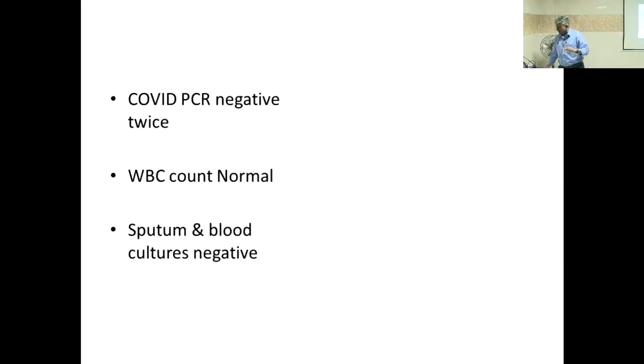This lady was housed in the middle of the COVID ward. Her COVID PCR, done twice, was negative. The WBC count is normal. Your blood cultures and your sputum cultures are all negative. So what are we dealing with then? You know it's a community acquired pneumonia. The patient is in a general ward with all these patients, and it looks like COVID in the middle of a COVID second wave, but your COVID PCR done twice is negative. So what would you do?